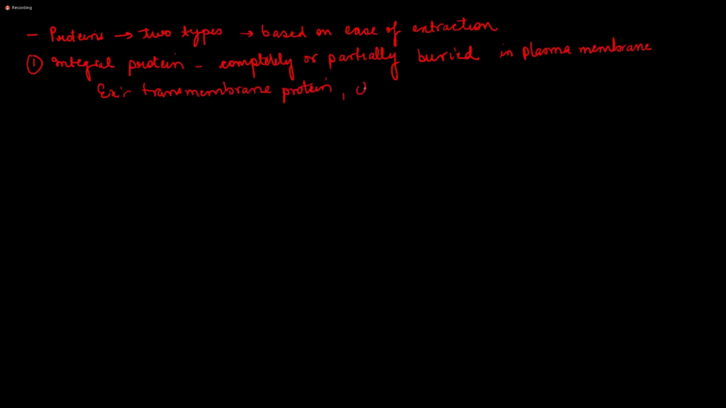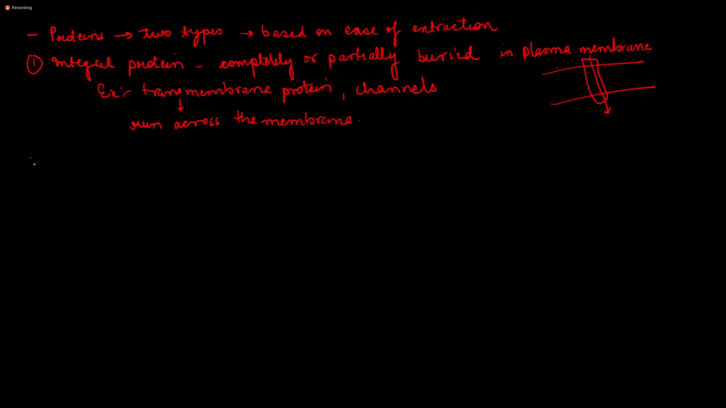Or there are examples like channels. Suppose this is a plasma membrane. So these proteins will be something like this. It will allow the molecules to pass through it, but these are present throughout the membrane. So these transmembrane proteins run across the membrane. So these are the integral proteins.